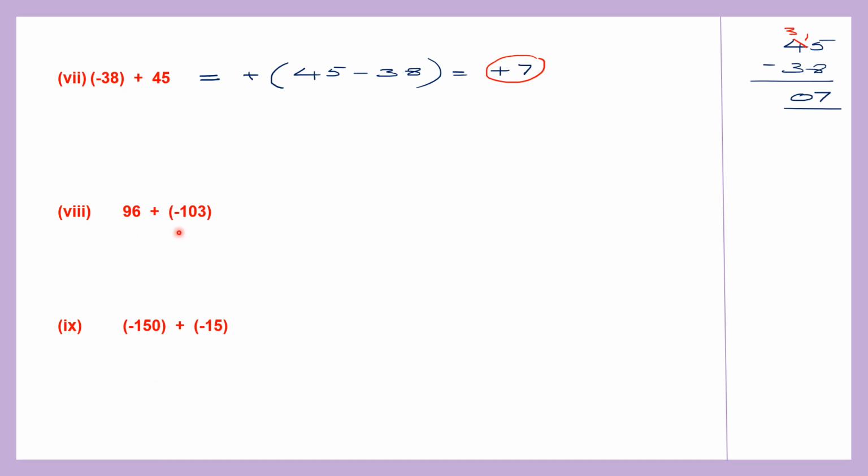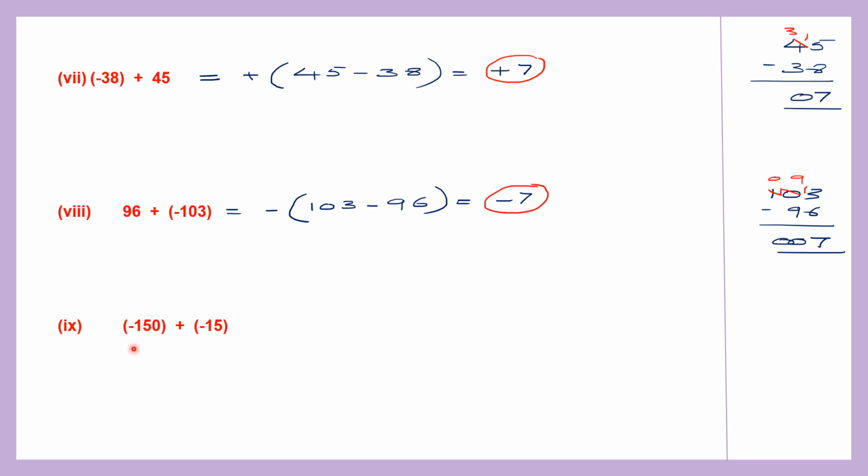Question 8. 96 plus negative 103. So here we have a positive integer and a negative integer. So we have to subtract but put the sign of the bigger number, which is 103, and the sign is minus. So we put a minus sign and we subtract 103 minus 96. So let's do that subtraction. 103 minus 96. Let's borrow. So we borrow from here. This is 10, 9, 13. 13 minus 6 is 7. Then we have 0 here. So here our answer is 7. The sign is minus. So the final answer here is negative 7.